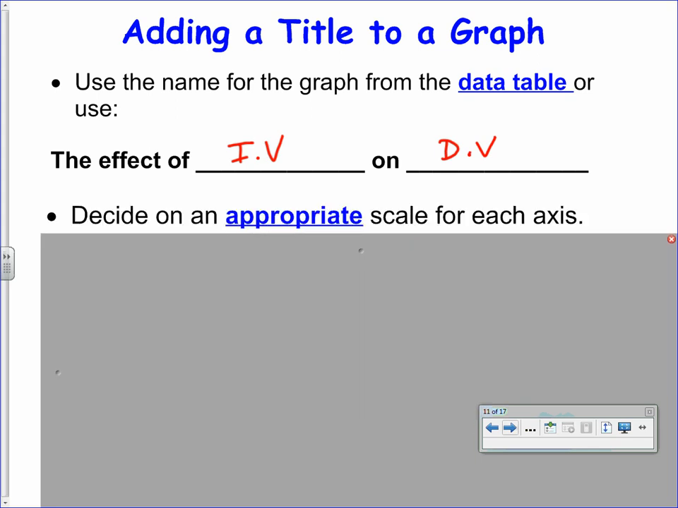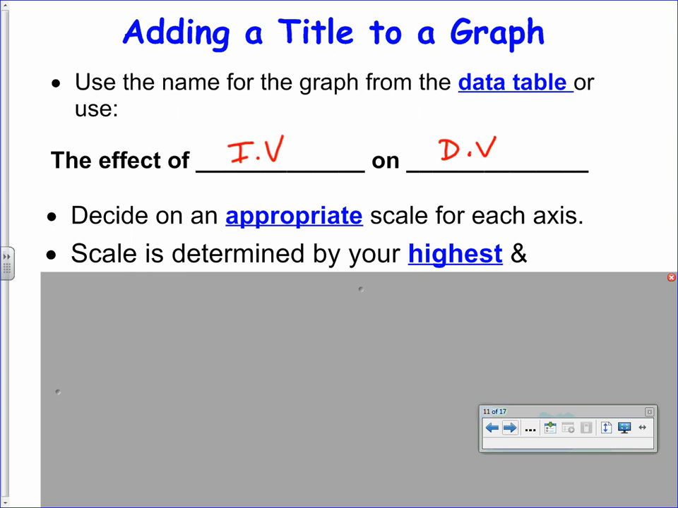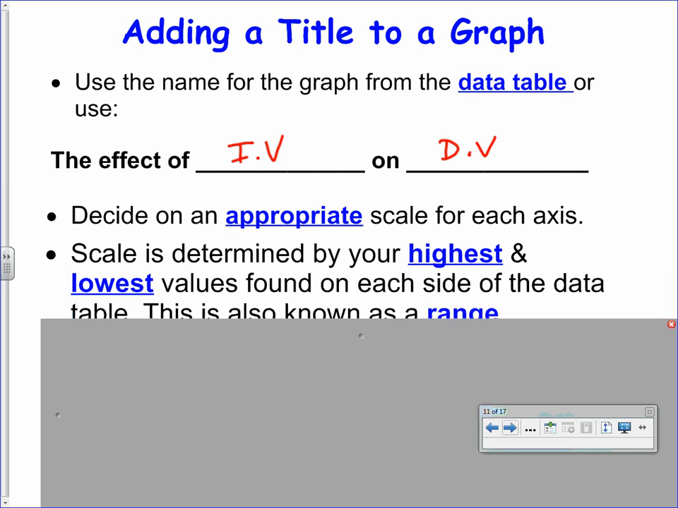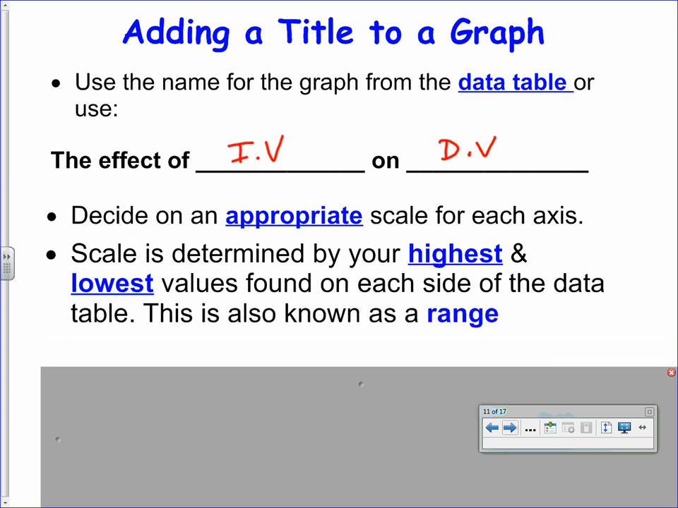Okay, decide on an appropriate scale. We talked about this. An appropriate scale means that you're counting by a specific number. All right, and if you're stuck on how to make an appropriate scale, scale is determined by your highest and your lowest values found on each side of the data table. This is also known as a range. So if you're not sure what number to go by, Miss Santana, I don't know what to count by, look at your highest number and look at your lowest number, and that can help you figure out the most appropriate amount to pick for the appropriate scale.